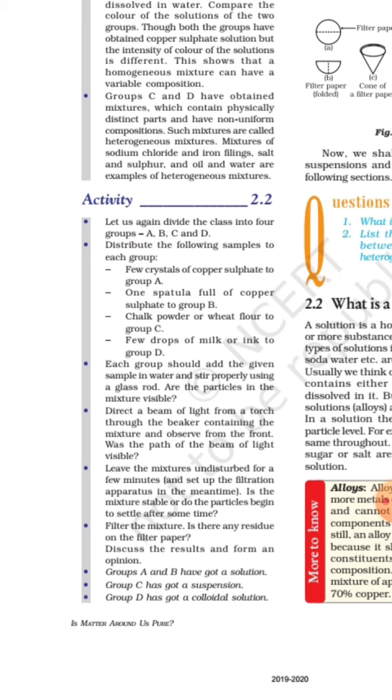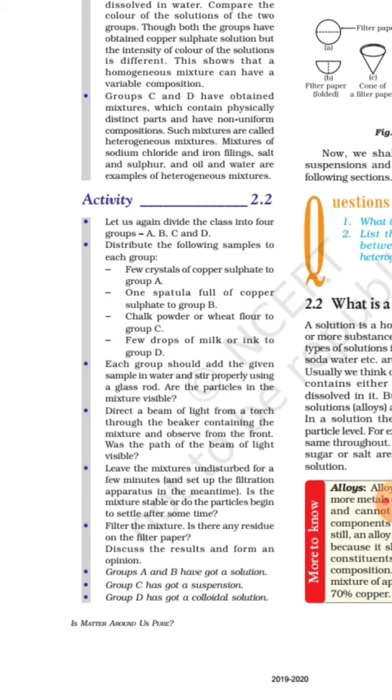Now distribute the following sample to each group. You have to imagine these things while I'm teaching you, while I'm talking. We have divided the class into four groups, so we now distribute the following sample to the groups. Now I'll let you know which sample we will give to group A, group B, group C and group D.